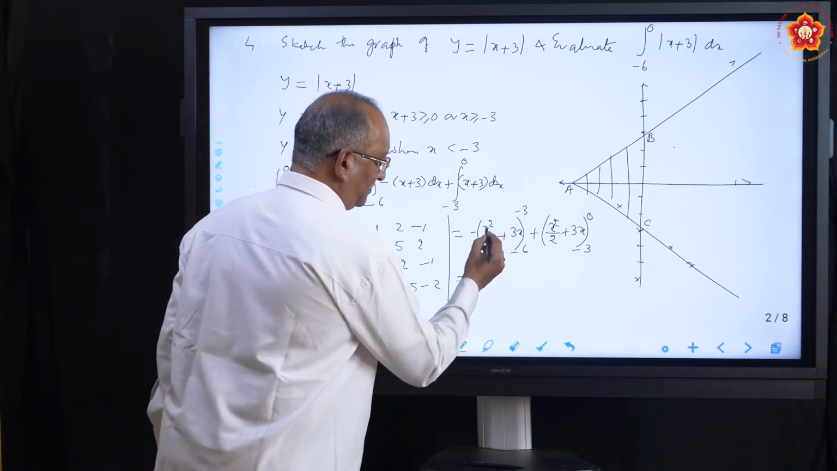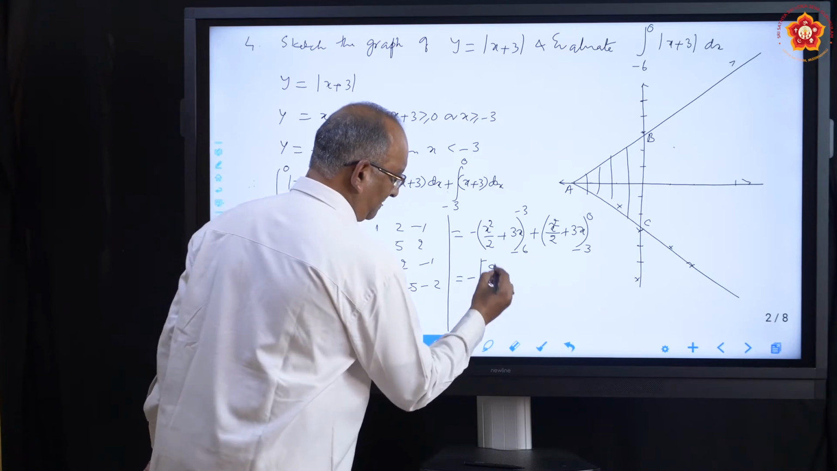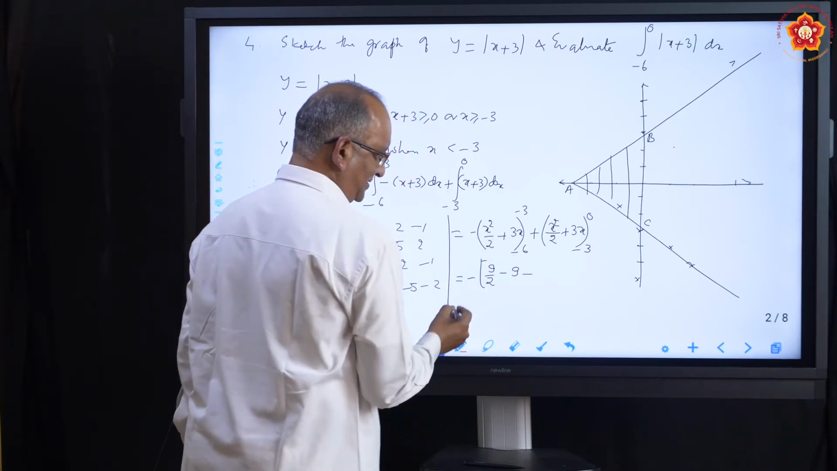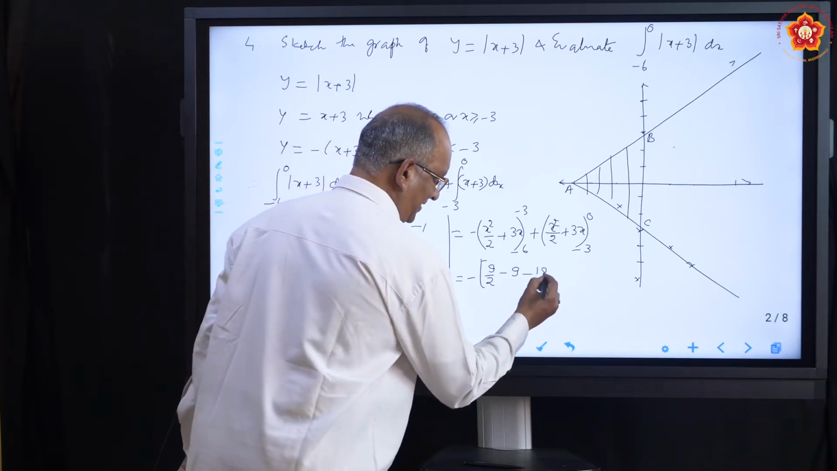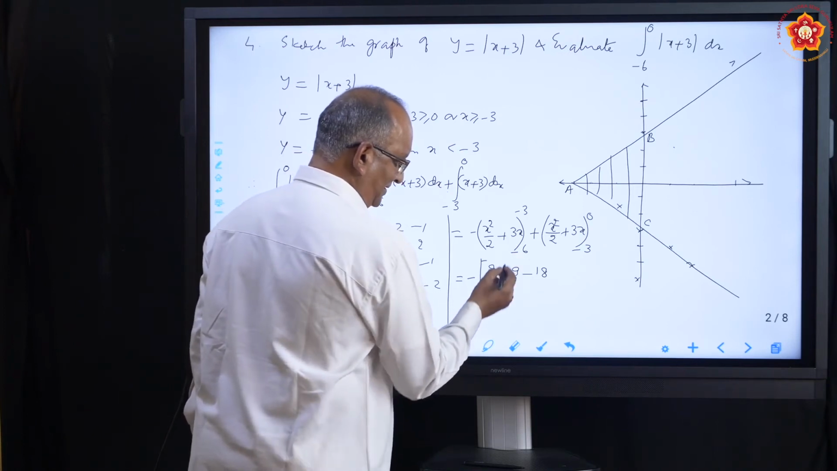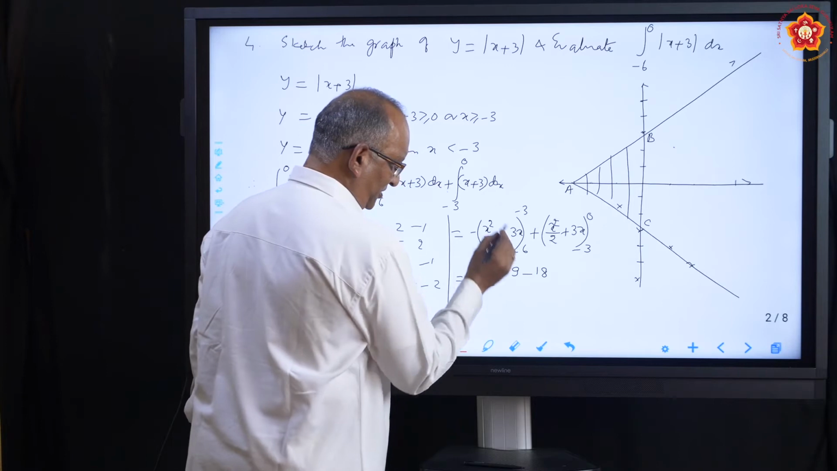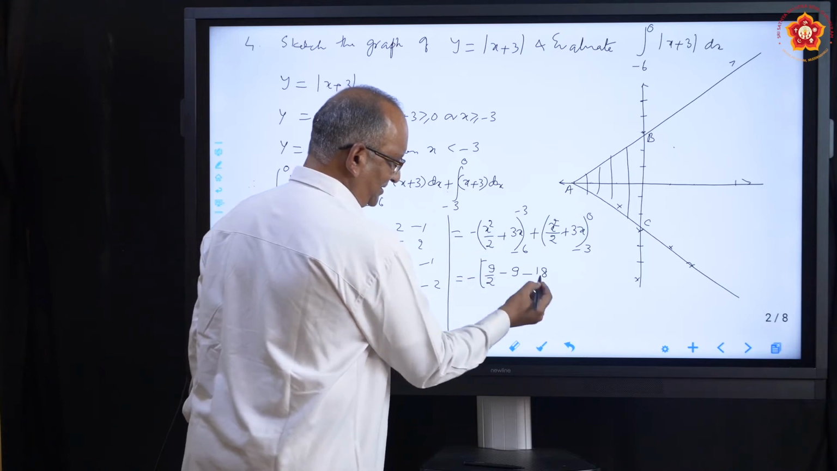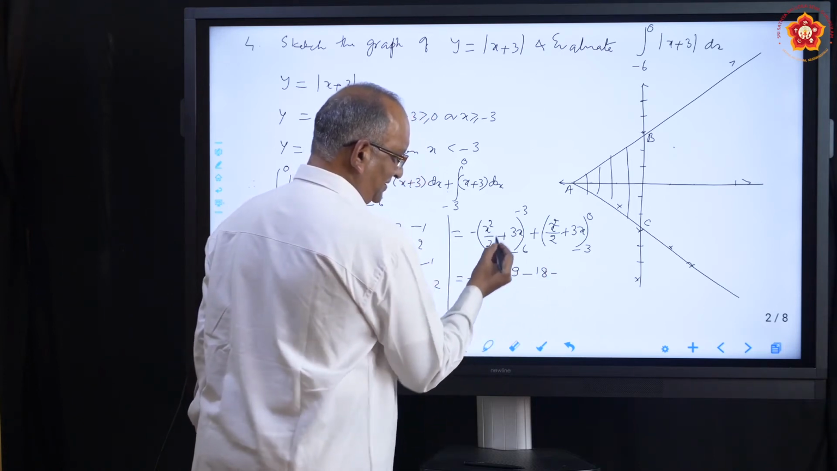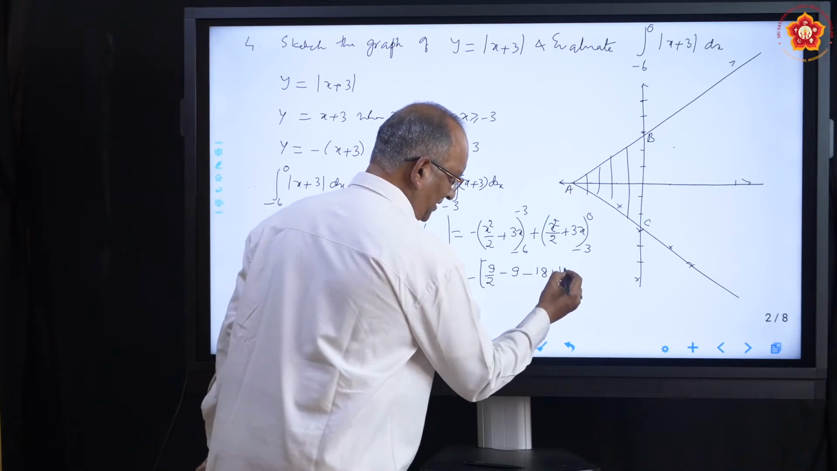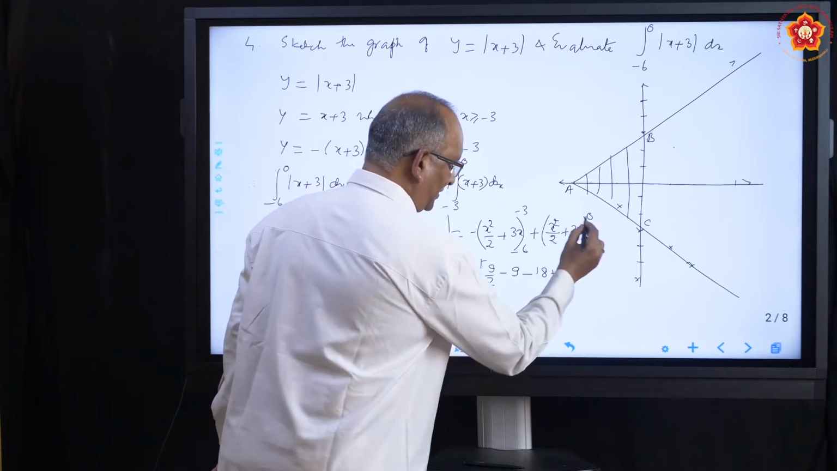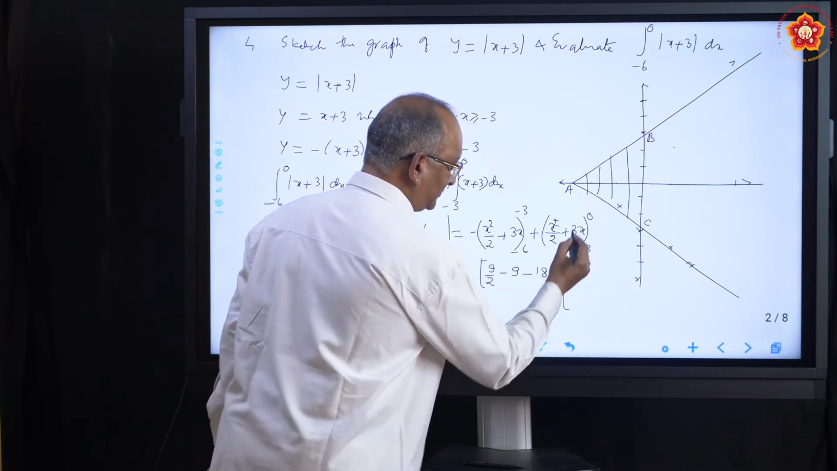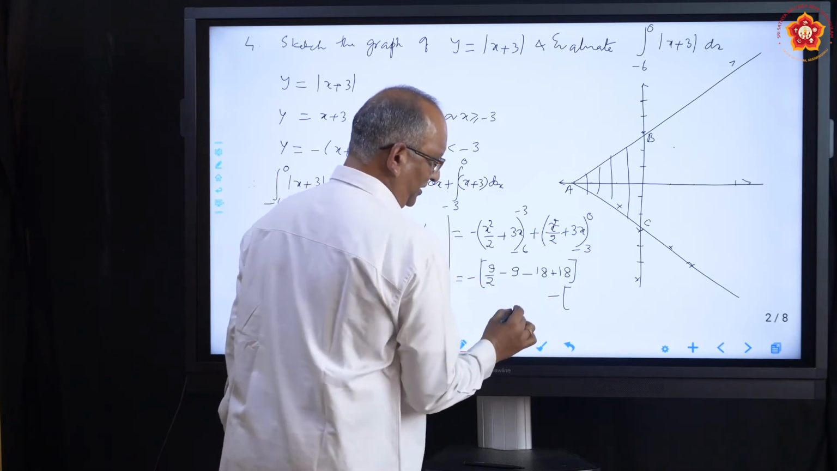Minus 3 square is 9 by 2, minus 9, minus 6 square is 36 by 2 is 18, minus 6 into, remember when we substitute lower limit, we take negative sign. Minus 6 square is 36 by 2 is 18, minus 6 into 3 is minus 18, so in turn it will become plus 18. This also you can take it minus 0. If you substitute, the whole thing will become 0.